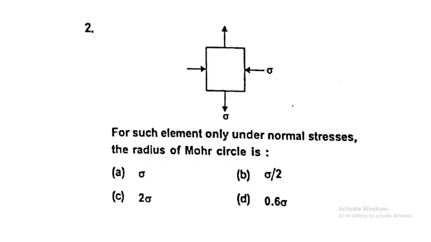So next question, we will go to the next question. Question number 2. This is the element they have given, and this is the stress they have given. For such an element under normal stresses, what is the radius of the Mohr circle? Let me draw this so that we can understand easily by drawing the given question.